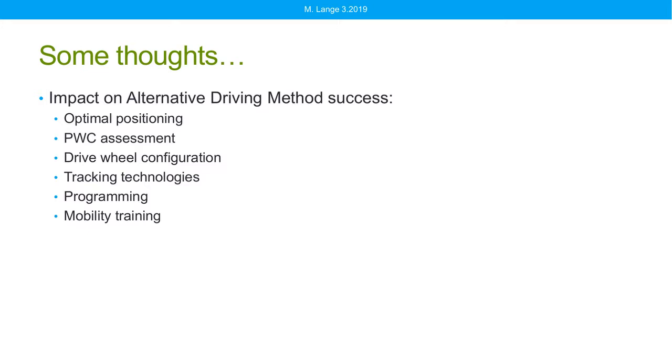Some things to keep in mind that are beyond the scope of this course here today that do impact the ability of someone to successfully use an alternative driving method include being optimally positioned within their base. Very, very important. If someone is just thrown into an evaluation chair and they do not have the postural support and stability they need, this client may not be successful with driving.